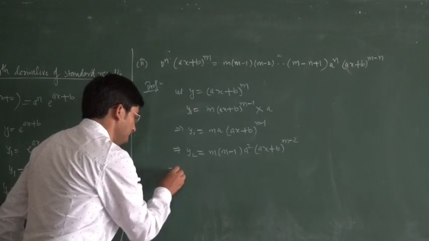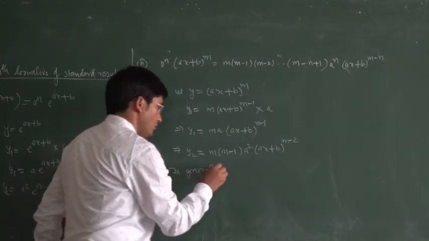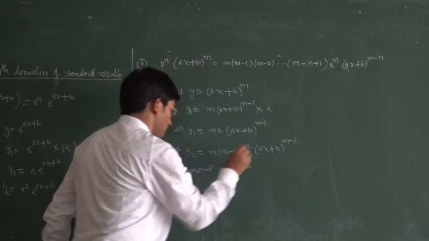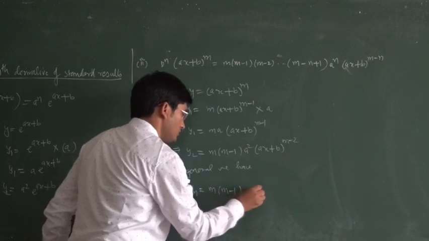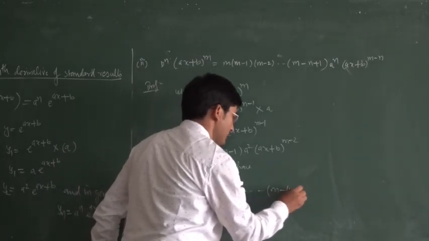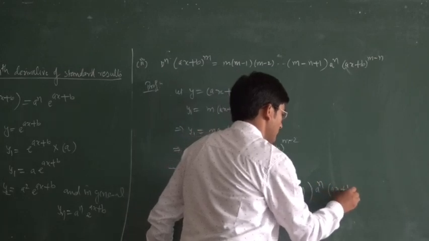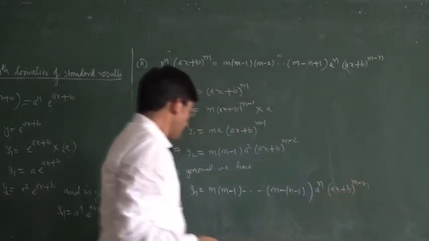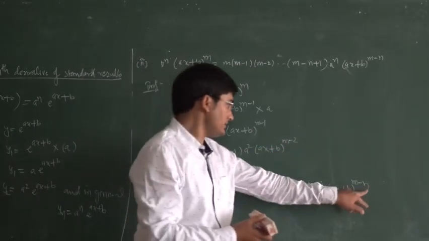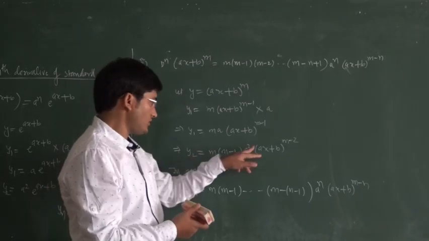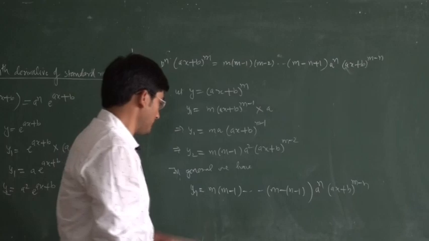So in general we have your yn as m(m-1)...(m-n+1) into a^n into (ax+b)^(m-n). So after two time differentiation, we are getting here m-2. So after n times we will have m-n, and for the two time differentiation we have a². So after n time differentiation we will have a^n.